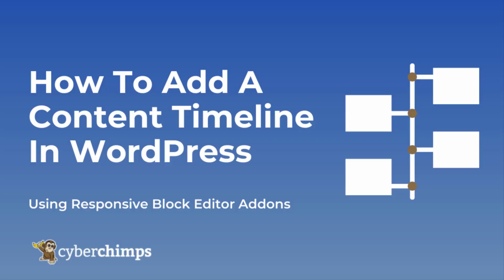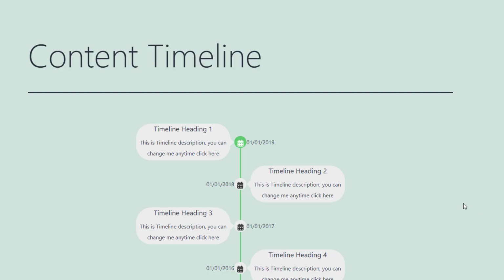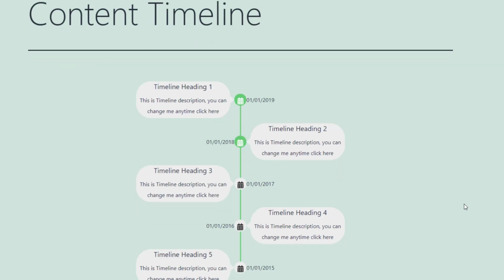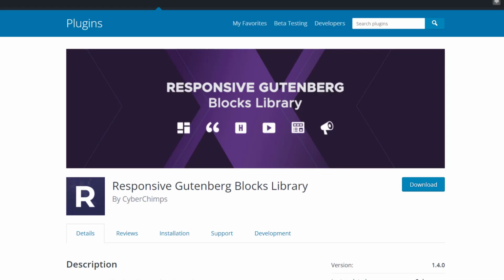In this video, we'll show how to add and customize the content timeline block using the Responsive Block Editor add-ons. Content timeline displays historical events on a vertical timeline. Using the Responsive Blocks library, you can create one easily without any coding knowledge.